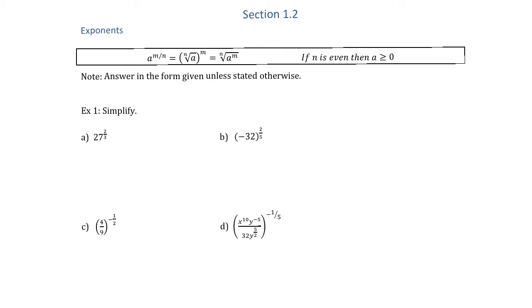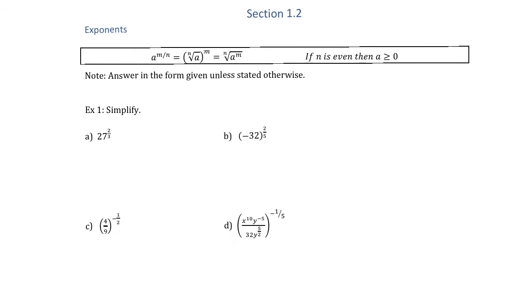Okay, let's do a little review on radicals and exponents. With fractional exponents, the number in the numerator, that is the power, and the number in the denominator, that is the type of root. So it would be the cube root of 27, and then all of that is squared. That would be 3 squared, which is 9.